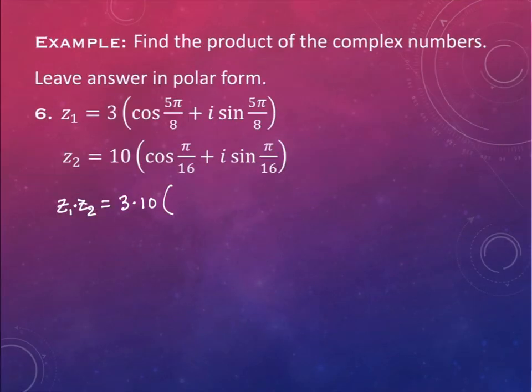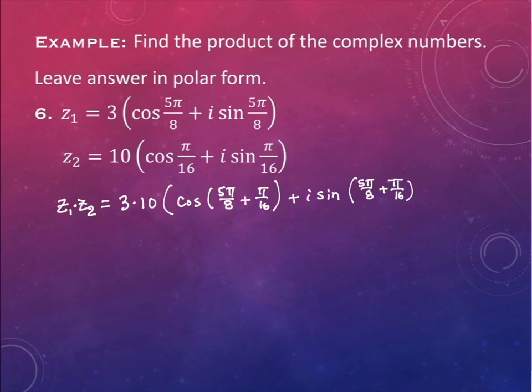I add them. So over here, I'm going to have cosine, and then I'm going to have 5 pi over 8 plus pi over 16, plus I sine of the same quantity. So I sine of 5 pi over 8 plus pi over 16.